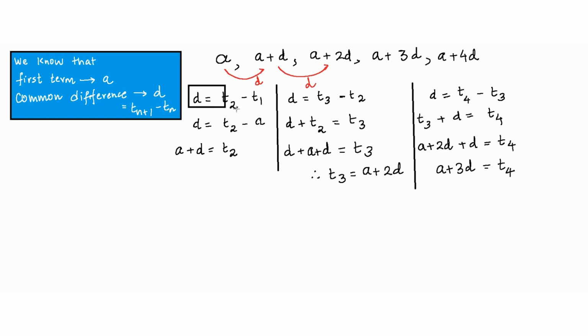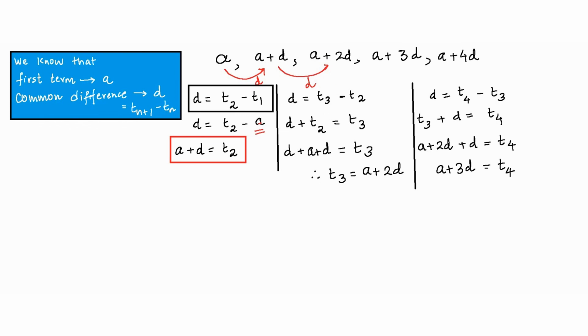We know that the common difference was the second term minus the first term. The first term was the letter A, right? It was represented by the symbol A, and negative A transposed to the other side as positive A. Therefore, A plus D was equal to T2. So the second term was equal to A plus D. What it meant is the first term was A and the second term is A plus D. So I have added the common difference to the first term to get my second term.